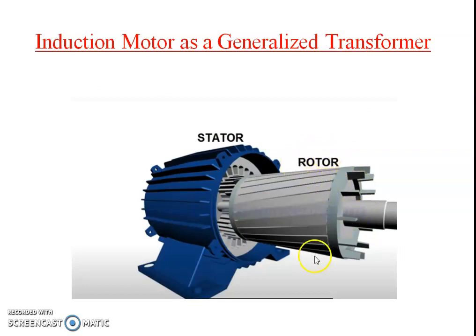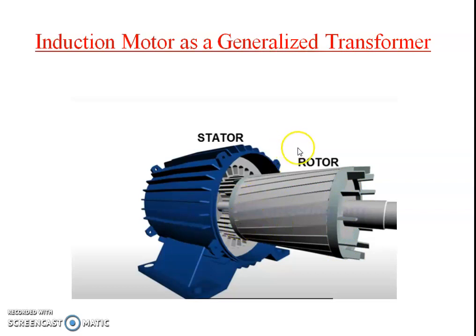But here the rotor is nothing but a metallic part, a solid structure. In the case of the slip ring motor there is a winding, but in the case of the squirrel cage motor this is nothing but a metallic part which is short circuited by these end rings.